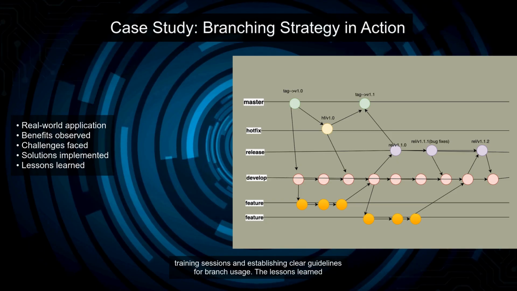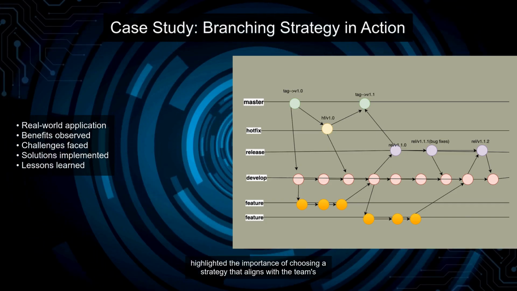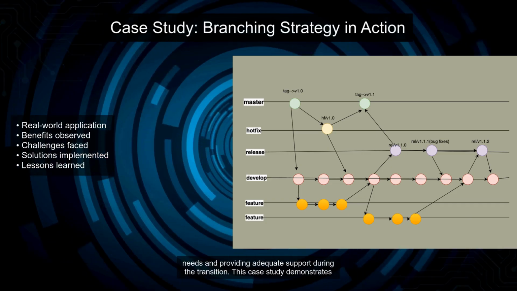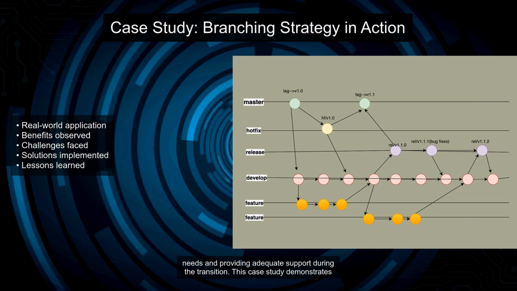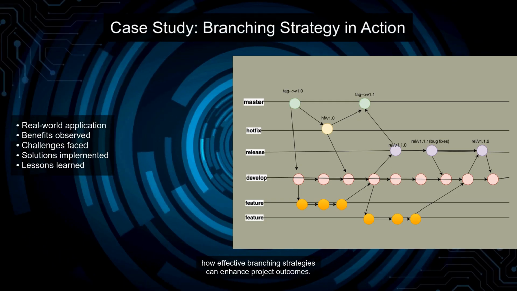Solutions implemented included comprehensive training sessions and establishing clear guidelines for branch usage. The lessons learned highlighted the importance of choosing a strategy that aligns with the team's needs and providing adequate support during the transition. This case study demonstrates how effective branching strategies can enhance project outcomes.